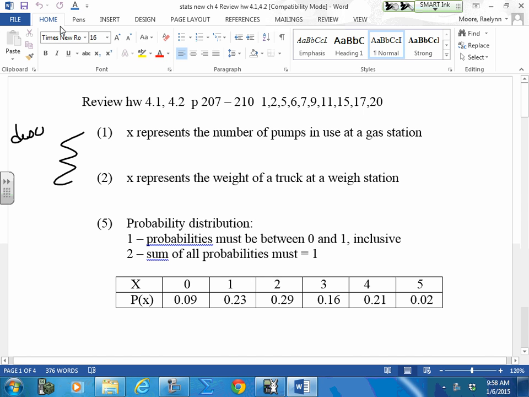Discrete, or continuous? Can anybody tell me the difference between a variable that is discrete versus continuous, or give me an example of one? Try to give me the definition first. Can you tell me what discrete means?